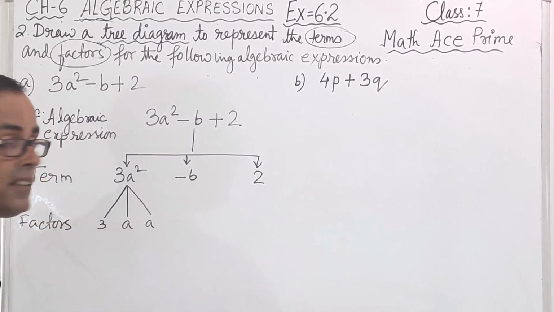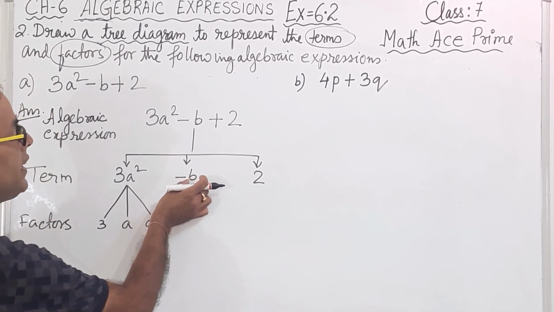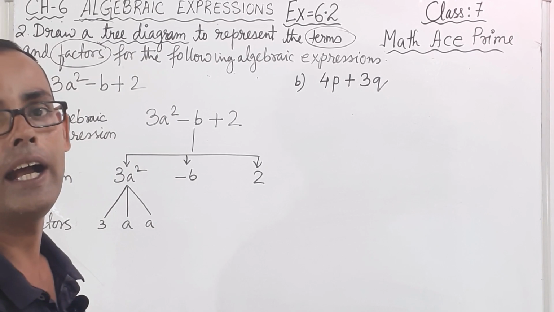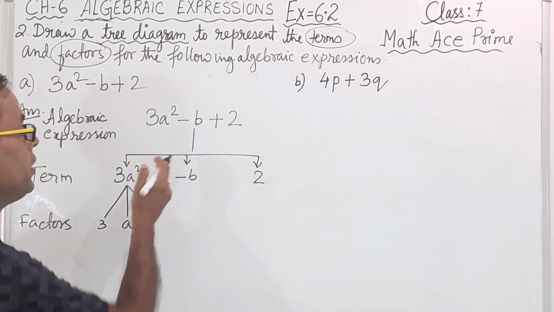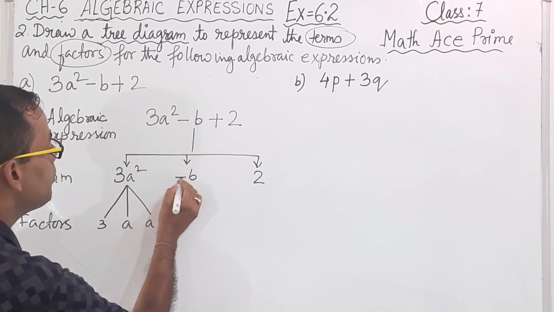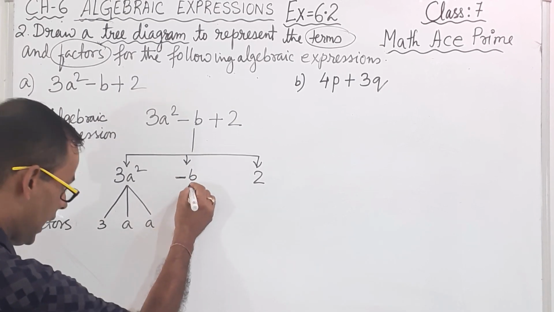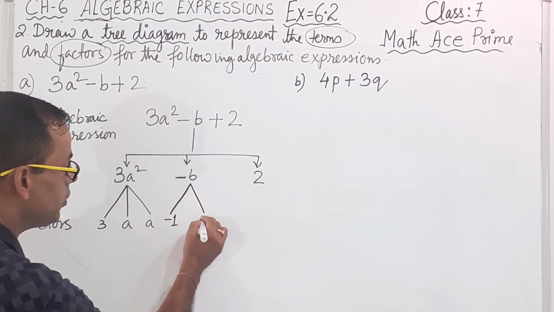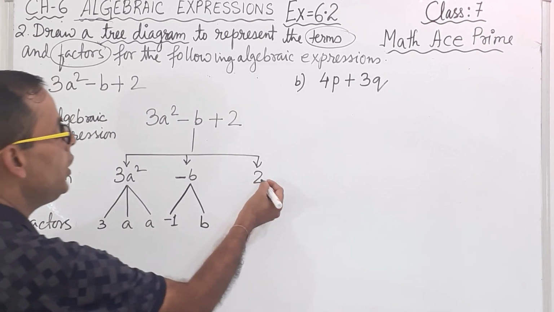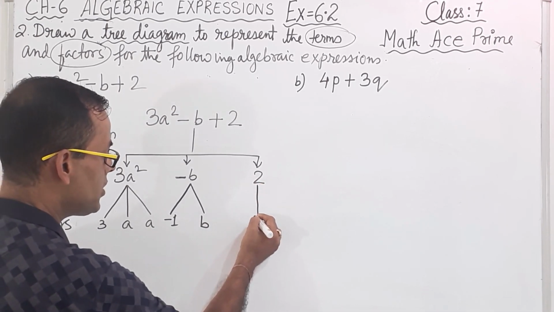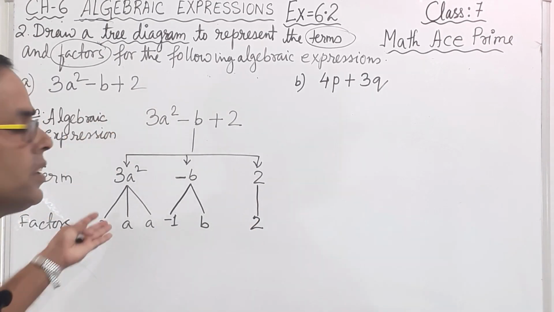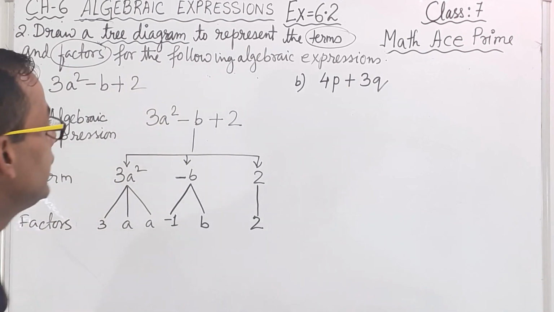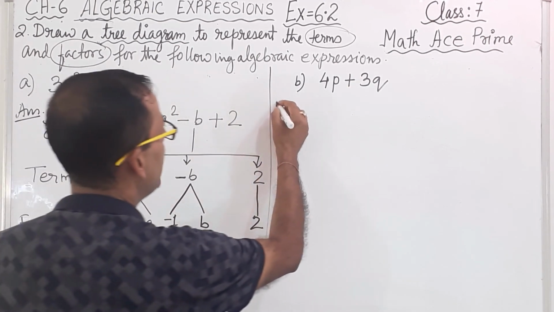Now here minus b. Now minus b means what? Minus here nothing. Nothing means always 1 is there. So here what is there? 1. Understanding or no? So first factor will be minus 1 and the next one will be b. Clear no? And here only 2. So only one factor, that is 2 only. So this is how we will break the algebraic expression into terms and factors. Clear?